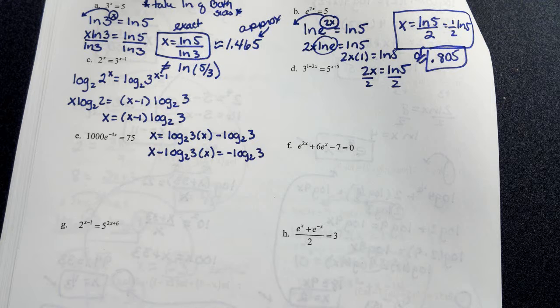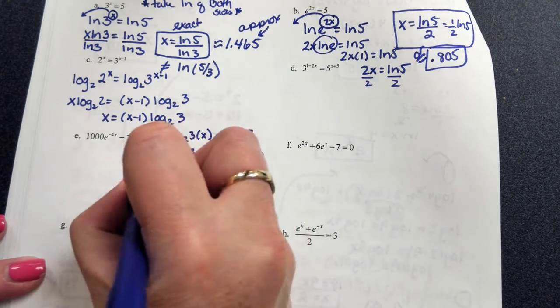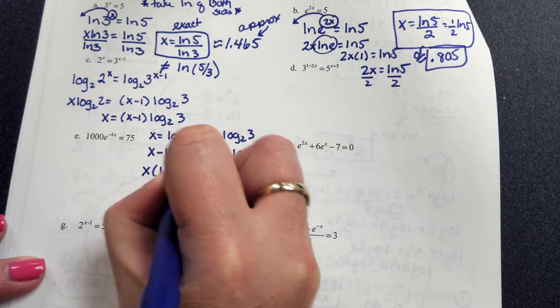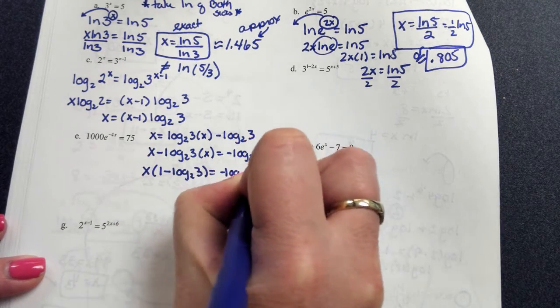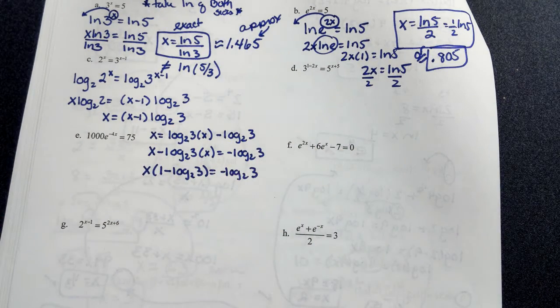This is a strategy algebraically you're going to have to get used to. You have an x in this term, you have an x in this term. So how can you get the x by itself? Well, what can you pull out of everything on the left-hand side? You can yank out an x. So you're going to factor out your x. So I have x times the quantity 1 minus log base 2 of 3 equals negative log base 2 of 3. Now in your final step, how can you get x by itself? Divide.